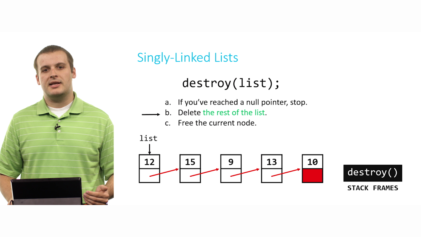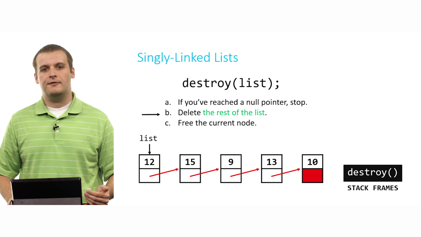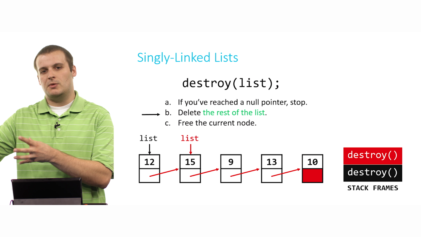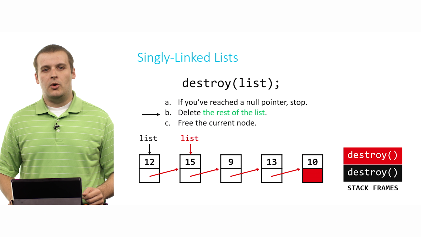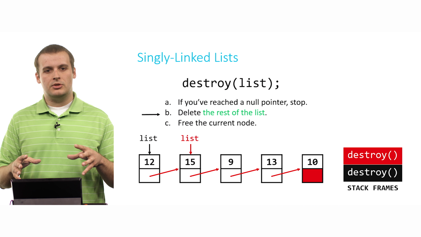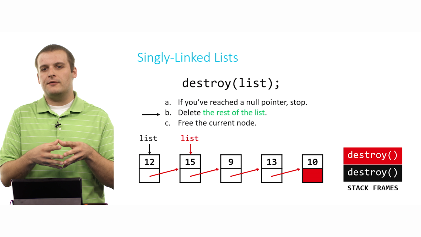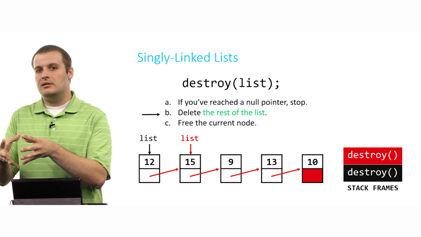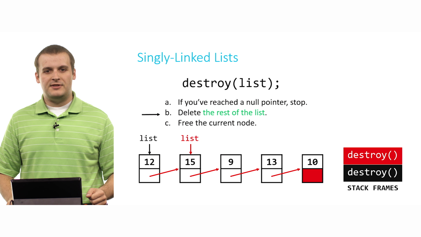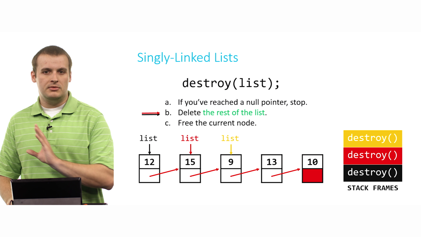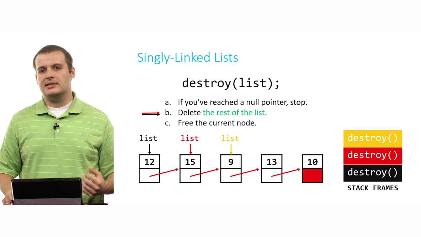Well, what is deleting the rest of the list involved? Well, it means making a call to destroy, saying that 15 is the beginning of the rest of the list we want to destroy. And so the call to destroy 12 is kind of on hold. It's frozen there, waiting for the call to destroy 15 to finish its job. Well, 15 is not a null pointer, and so it's going to say, all right, well, delete the rest of the list. The rest of the list starts at 9, and so we'll just wait until you delete all that stuff, then come back and delete me.